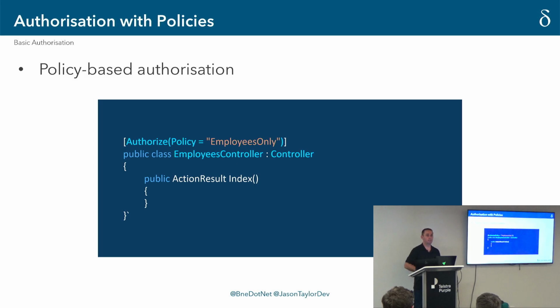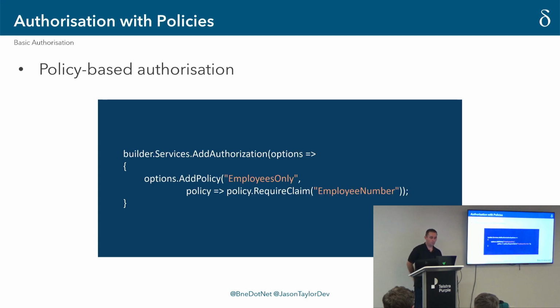Let's have a look at policy-based authorization. So in this example, again, using the authorize attribute, we're applying a policy called employees only. And this declares that only authenticated users who meet the requirements of the employees only policy will be allowed access to the employees controller. And we can easily define these policies, perhaps in startup when we're registering our services, or program.cs now. We can say for this employees only policy, they require a claim called employee number. In this case, it's just sufficient to have that claim, the value is not important.